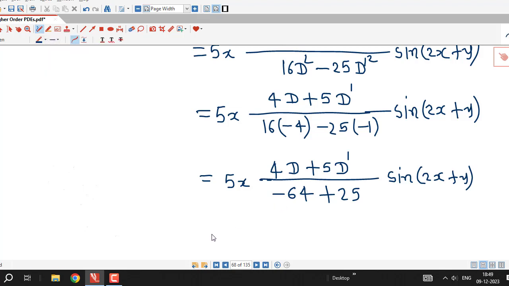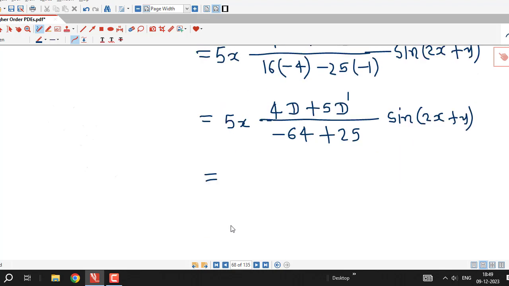Minus 64 plus 25 is minus 39, so I keep it outside, negative sign, minus 5x by 39. And now we have to operate 4D plus 5D dash on this function sine of 2x plus y, where D stands for partial derivative with respect to x and D dash stands for partial derivative with respect to y.